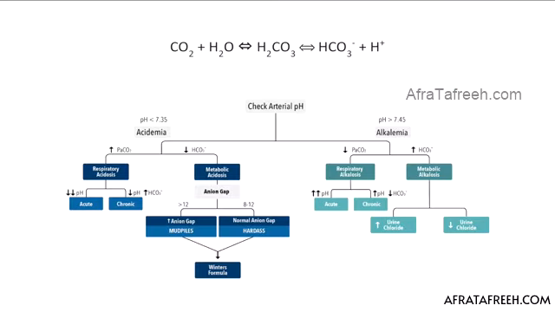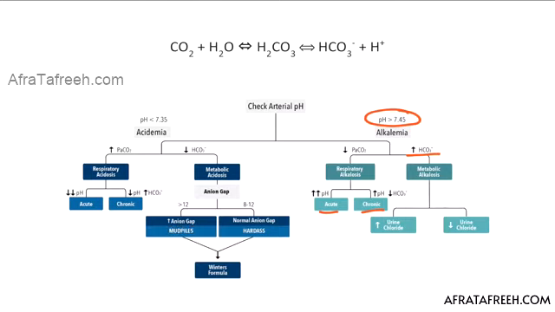So again, from the flow chart, you can see that the major difference between an acute and a chronic respiratory alkalosis is the pH and the bicarbonate concentration. In an acute respiratory alkalosis, the pH is higher than a chronic respiratory alkalosis because there is a greater drop in free hydrogen ions. So decreased hydrogen.